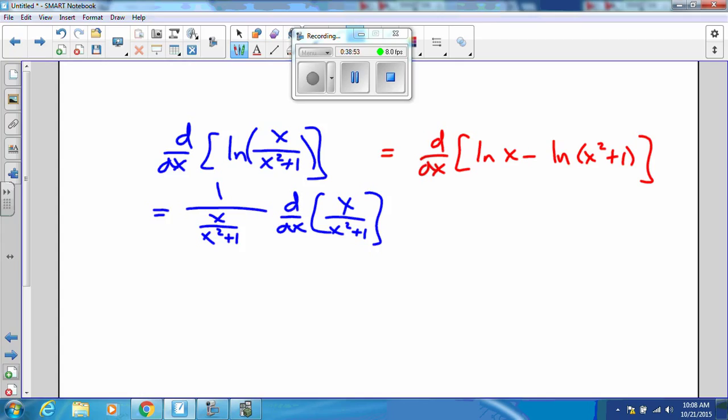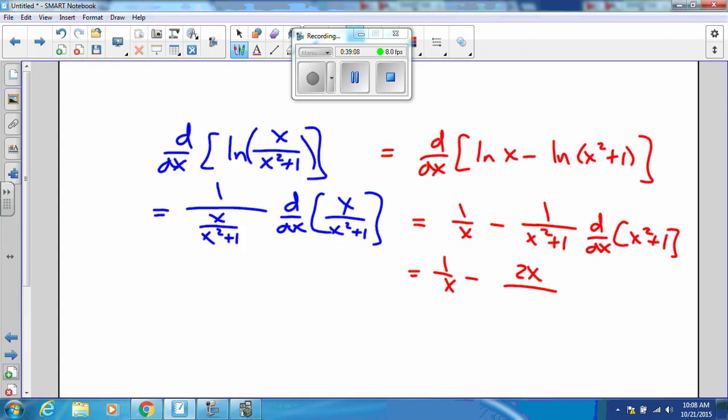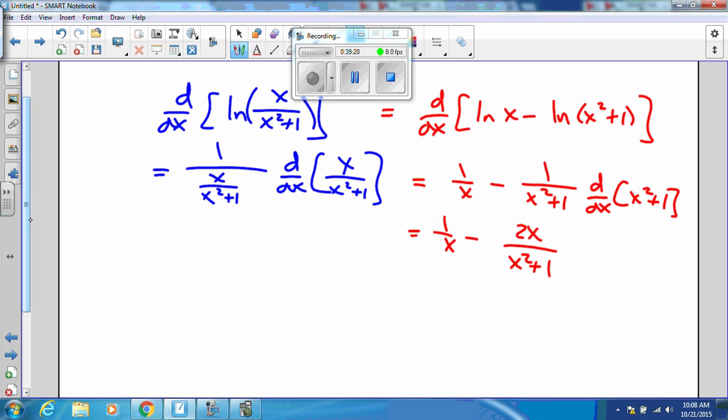I like that. The first one is automatic. The second one is going to give me 1 over x squared plus 1 times the derivative of the inside, which is going to give me 2x on the top and x squared plus 1 on the bottom. Just like that. So the use of log properties is extremely, extremely recommended.